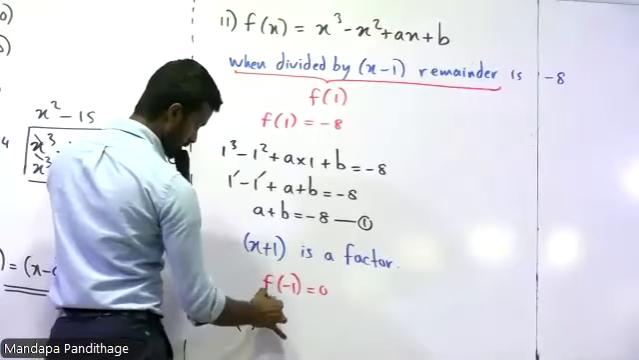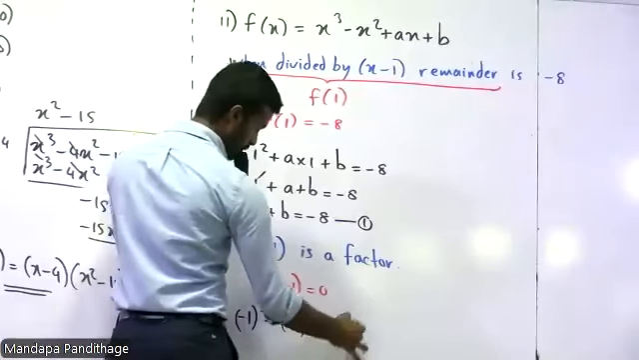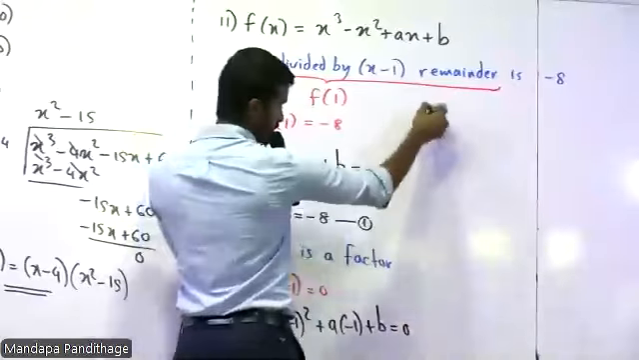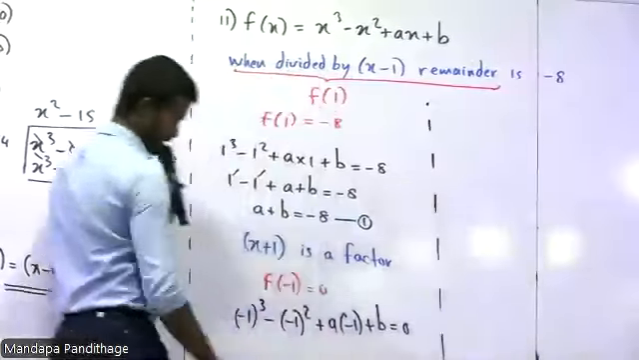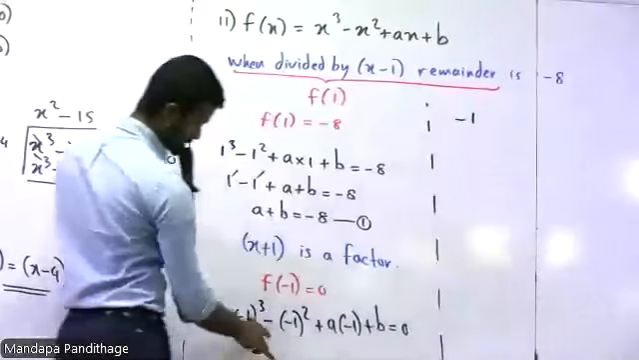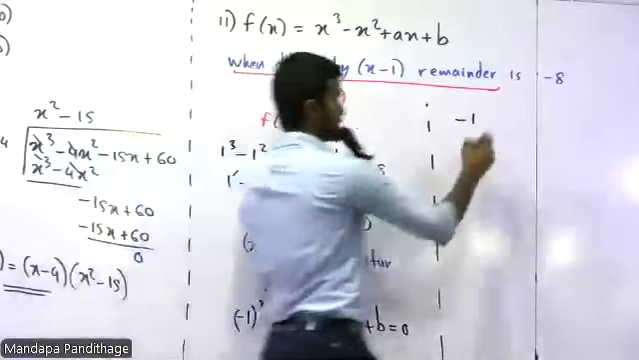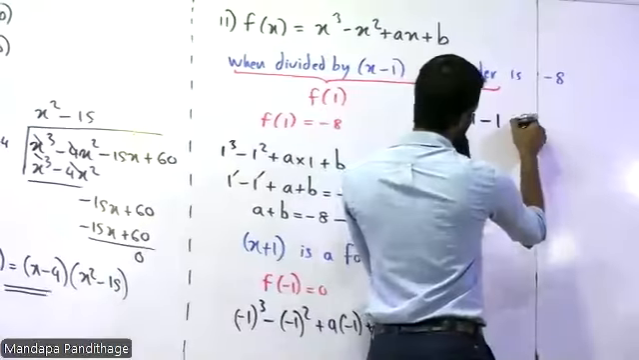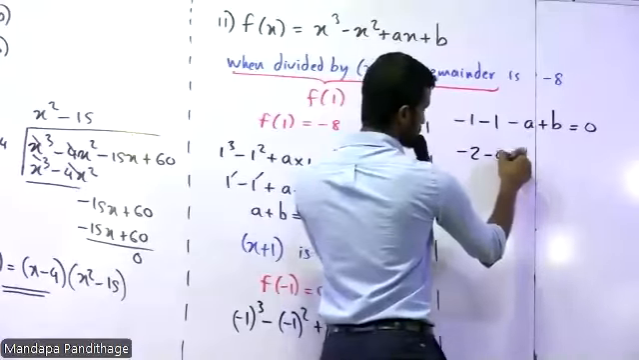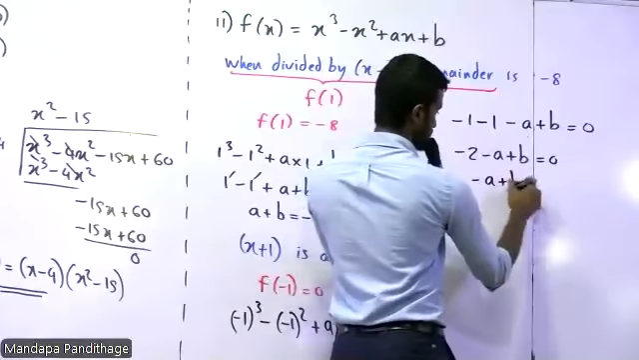Minus 1 cubed minus minus 1 squared plus a into minus 1 plus b is equal to 0. So when you simplify this, minus 1 cubed is minus 1, minus minus 1 squared is plus 1 but there is a minus here, so it's minus 1. Minus a plus b is equal to 0, so it's minus 2. So I get minus a plus b is equal to 2.